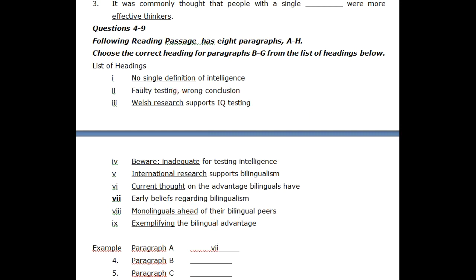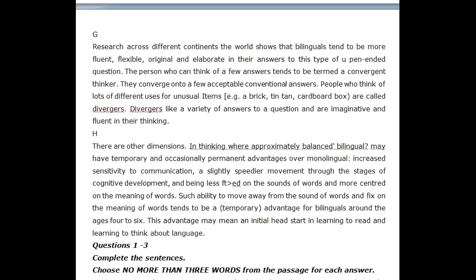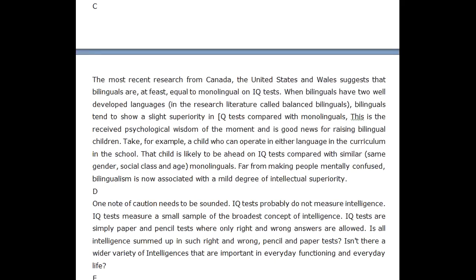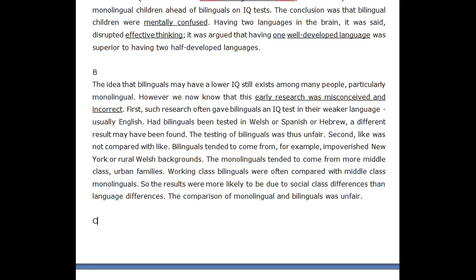So is it saying faulty testing, a wrong conclusion? We have to read it further. It has not been yet established. So early research was misconceived. So it's faulty. That is what it is saying. And incorrect. Okay, that is the answer.